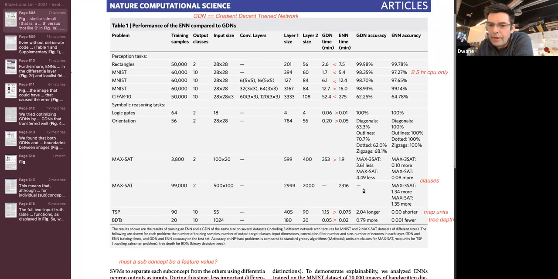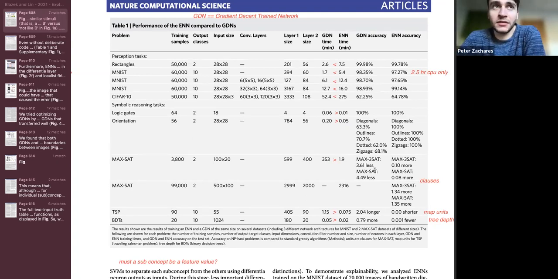I didn't dive into the max sat problem set. Has anyone looked at that before? Does anyone know what that is? I don't really know what it is.